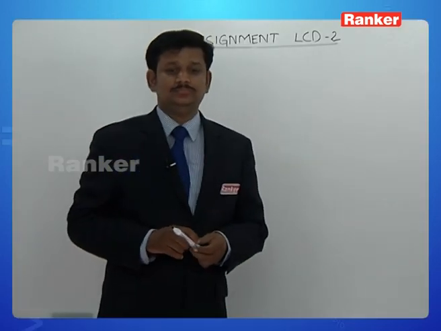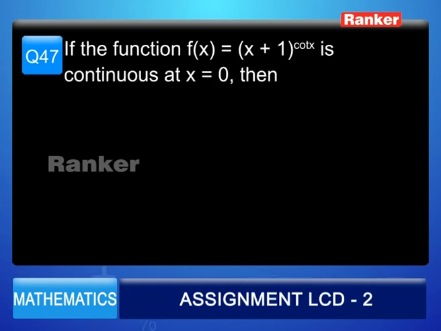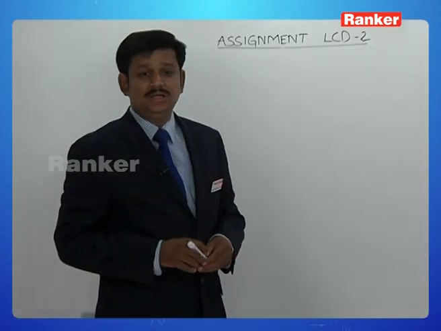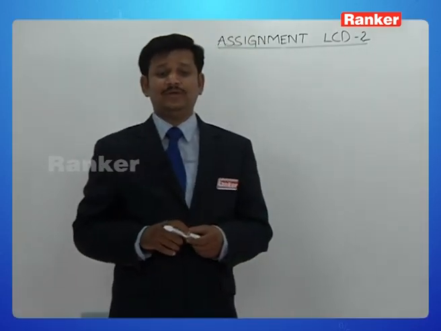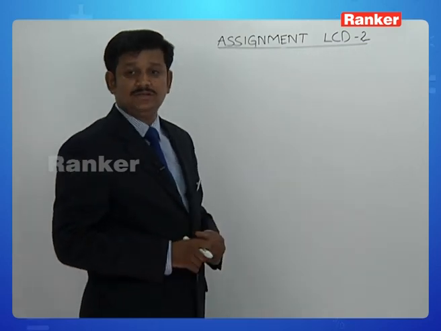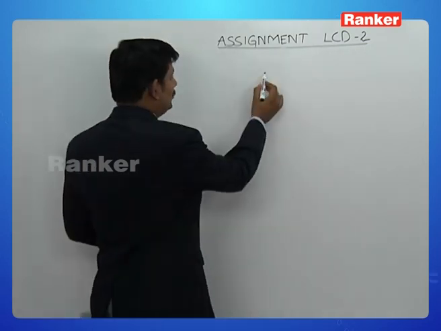Next question, if the function f of x is equal to (x plus 1) power cot x is continuous at x equal to 0, then option A: f of 0 is 0, option B: f of 0 is e, option C: f of 0 is 1 by e, option D: none of this. In the question we are asked to find the value of f of 0 given that f of x is continuous at x equal to 0.